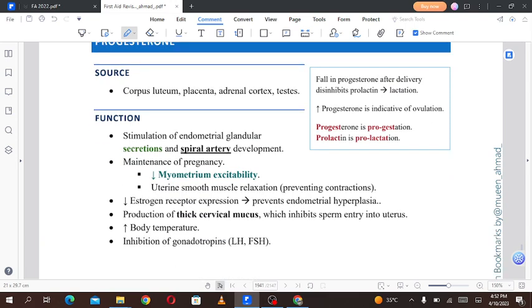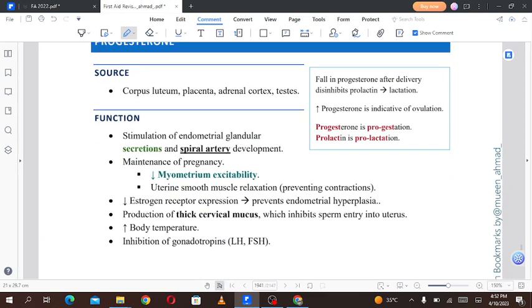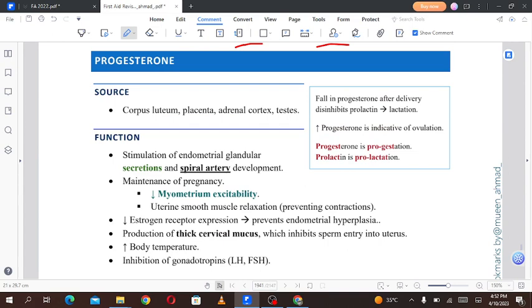Moving forward, progesterone. The sources of progesterone are the corpus luteum, placenta, adrenal cortex, and testes. A fall in the progesterone after delivery disinhibits the prolactin, and that leads to lactation. So progesterone is an inhibitor of lactation.